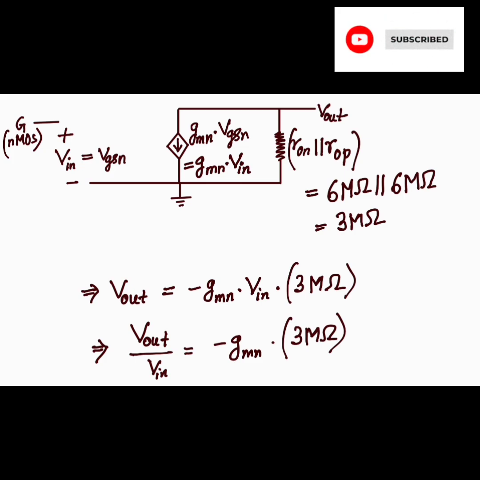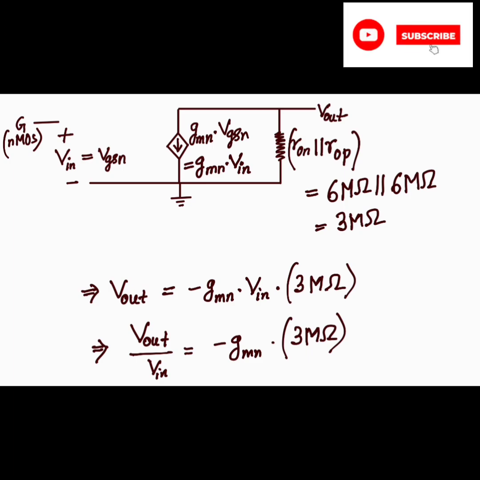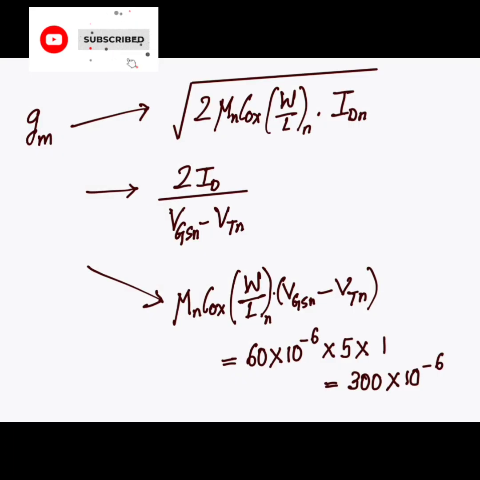So what will be your Vout? Vout will be minus GMN into VIN into 3 mega ohm. Now we don't know GMN, but we have the VGS, and we even have the current value which we have already found. So let's see one by one how we calculate the GMN value. We have three formulas to find GM. You can apply any one of them, whichever you are comfortable with.